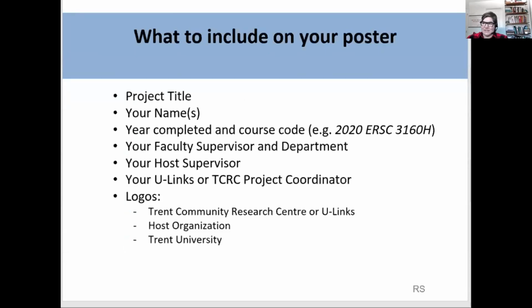So what to include on your poster? There are a couple of things that are necessary. Poster title, the names of all your group members if you're working in a group, the year that you completed it, including the course code, who your faculty supervisor was, your host supervisor, who the ULinks or TCRC project coordinator are, including the logos. The logos can be found on the Blackboard for this. That's where you'll find the high quality, high resolution image. Those are the ones you want to use because you wouldn't want something to be distorted. So definitely find them there.